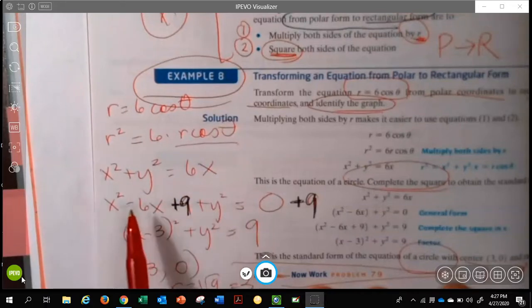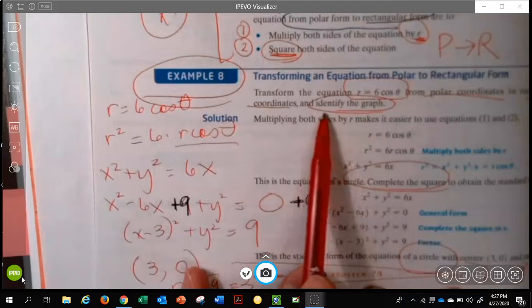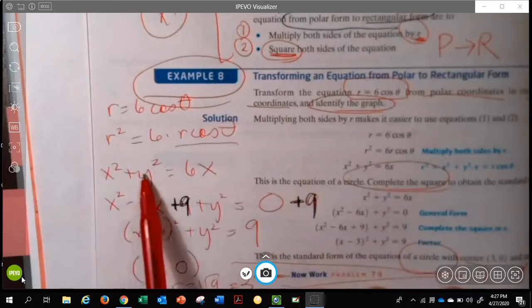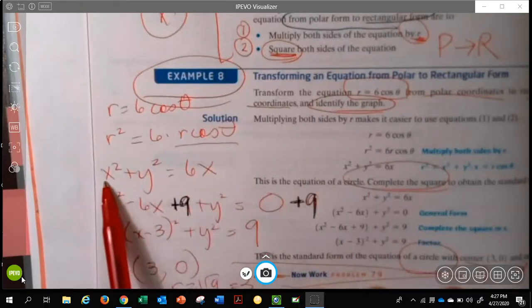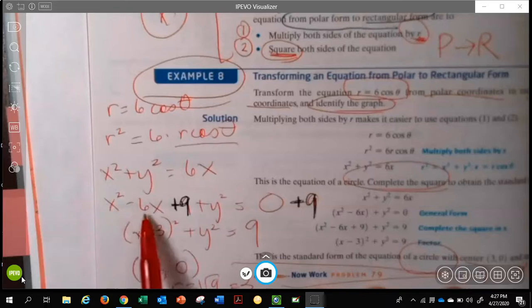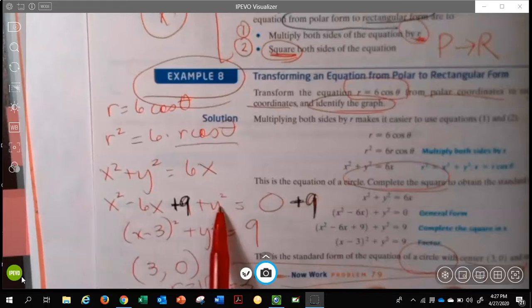But wait, there really is more. Because in the directions it says, hey, let's go ahead and identify the graph. This right here doesn't mean a thing to me. So let me get my 6x over here. And let me go ahead and notice I've got an x squared and a y squared. And in college algebra, that could have meant several things. So let's play with it for a second.